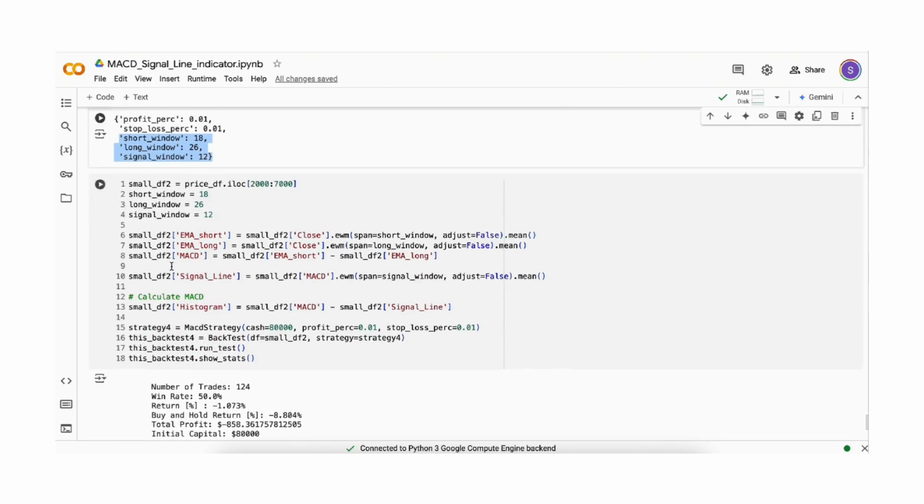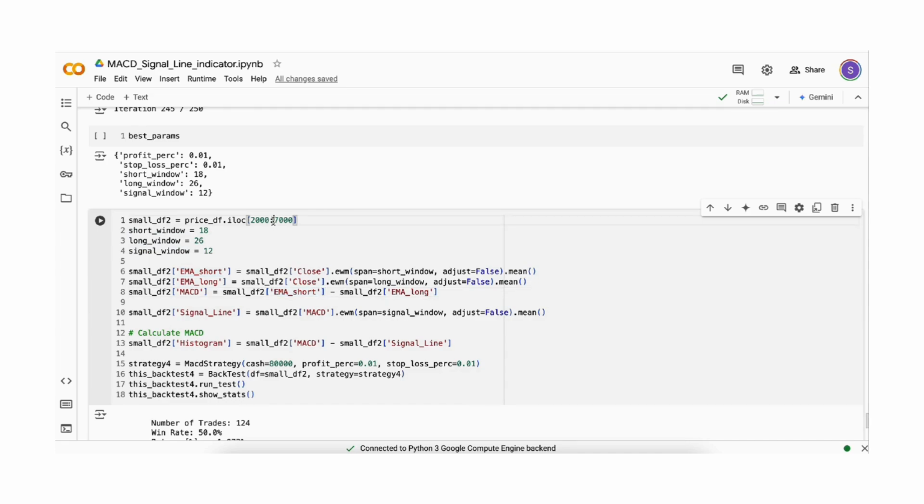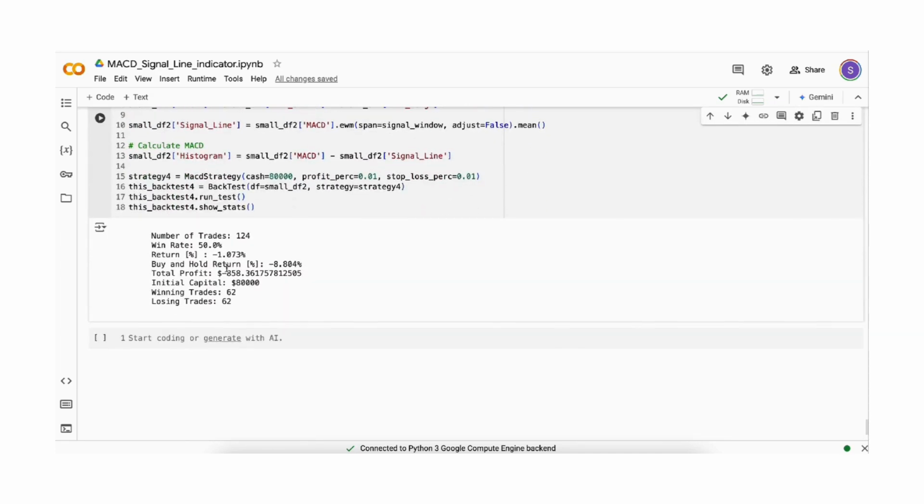So what happens when we use these optimized parameters? We just plug in these optimized parameters and then test on these 5,000 data points. And here we observe that our returns have improved a lot. At this position, our buy and hold return would have been minus 8%, but our return is now like minus 1%. Someone raised the question in one of my previous videos that your return is negative here.